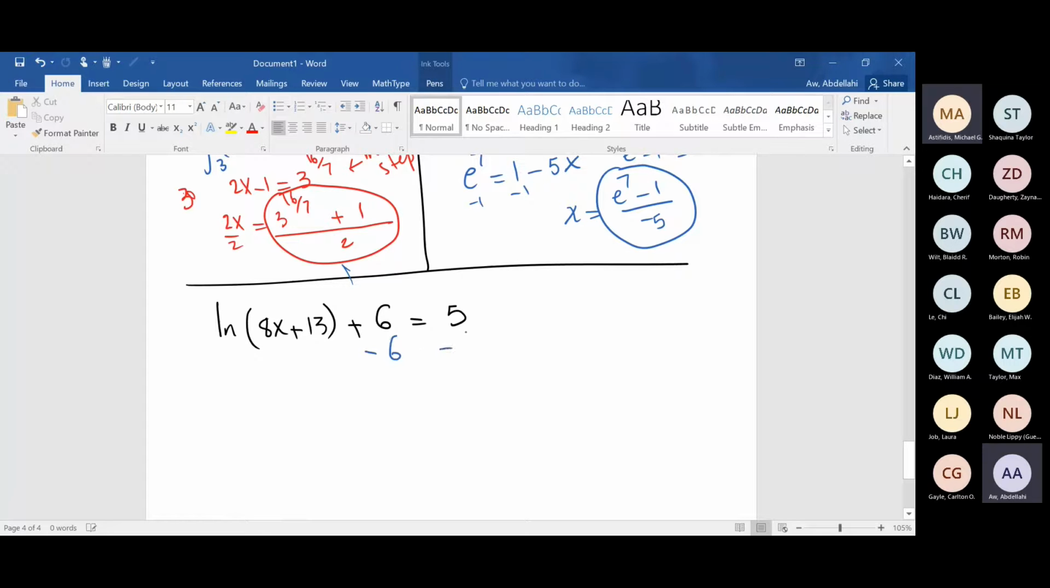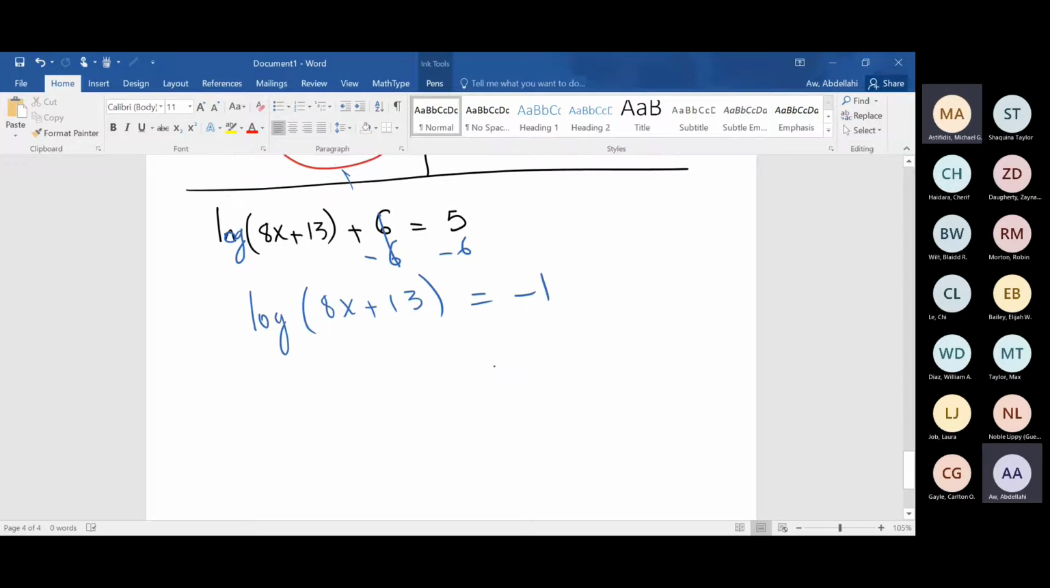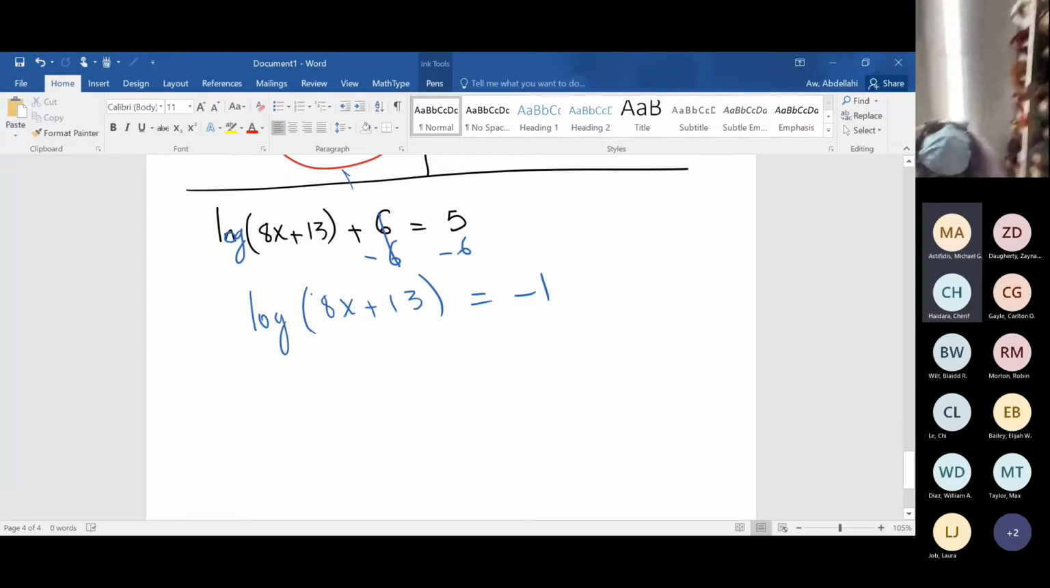I subtract 6, right? So you get ln. How about here, for a change? I'm going to just change this equation. I put log, because we already did ln. So you get log of 8x plus 13 is equal to negative 1. Now what's going to be the exponential form here? Somebody tell me, what is the exponential form here?